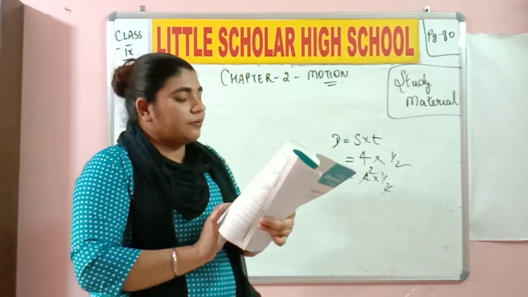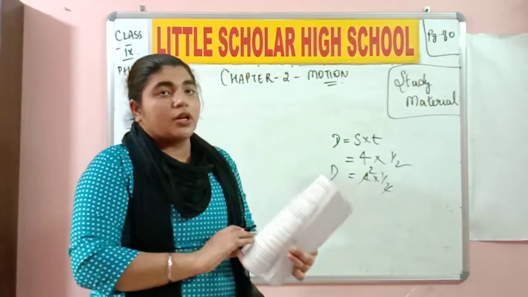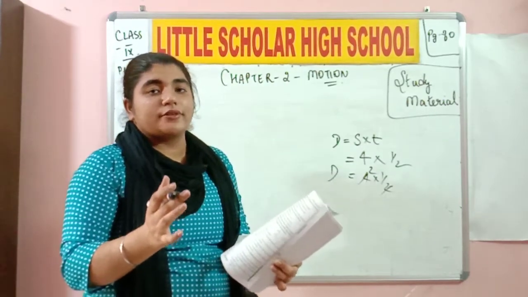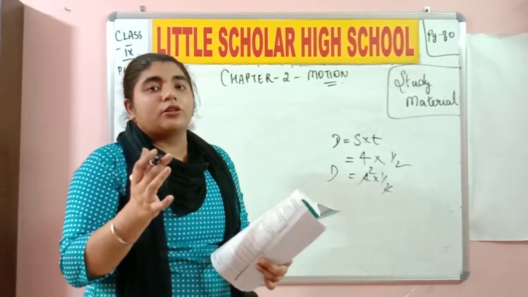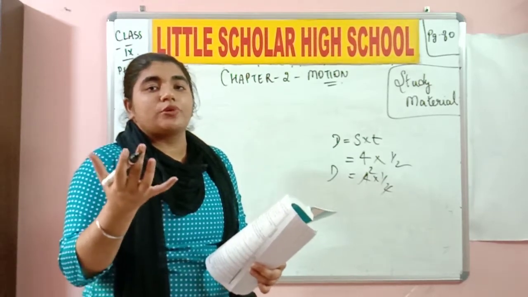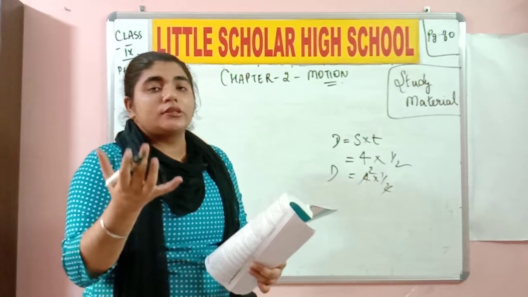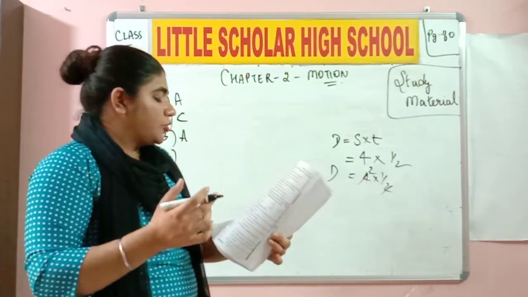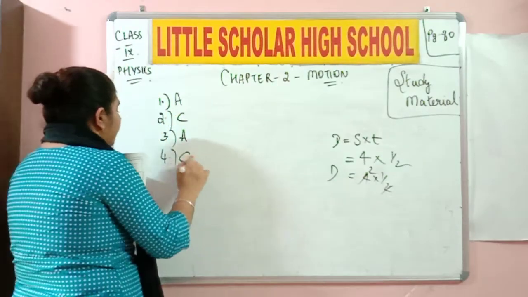Fourth one, a device used to measure the distance. Like speedometer measures the instantaneous speed, the device in your vehicles which is going to help you to measure the distance is called an odometer. So the fourth one is going to be C. Fifth one.